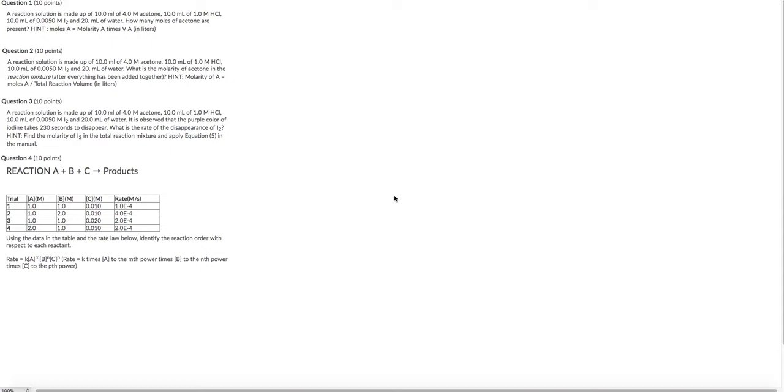Give you some hints and tips here on how to do the pre-lab for this iodination lab, this kinetics lab. Now, the first question is asking you for the moles of acetone here, and I do give you a hint.